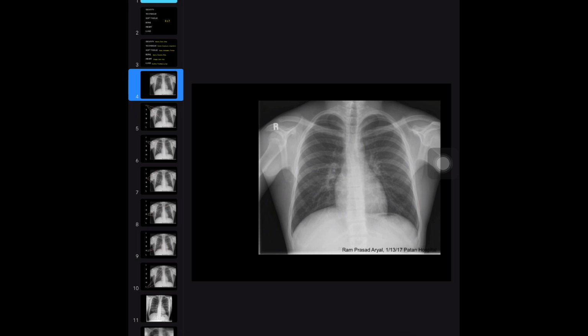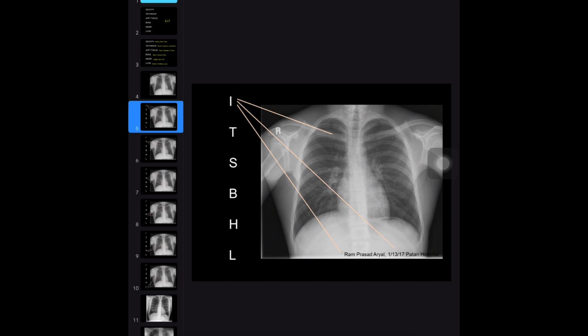So now let's see this in this patient. For the I, identity is name, date, and the view. The name is given here, and the date is given here, and the place where the x-ray is taken, and the view is generally not given here. But the right side or the left side of the body part is mentioned there.